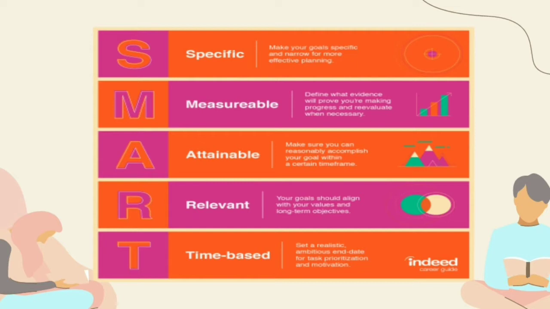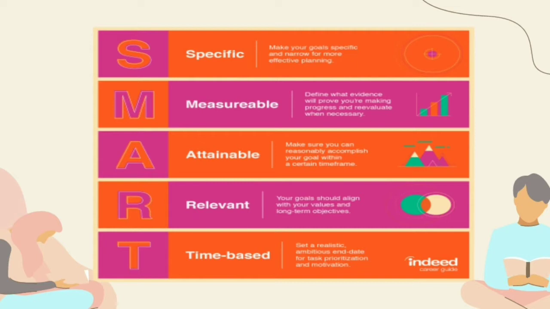Measurable. Can the performance of the objective be observed and measured? Achievable. With a reasonable amount of effort and application, can the objective be achieved? Or are you attempting too much? Relevant. Is the objective important or worthwhile to the learner or the stakeholder?